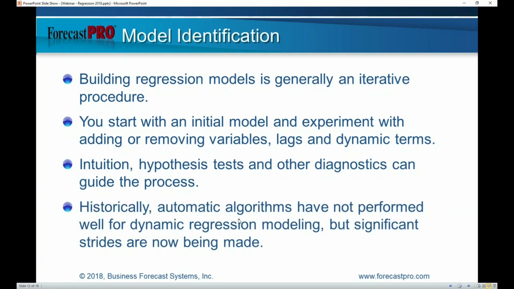Historically, automatic algorithms have not performed that well for dynamic regression. For cross-sectional regression, there are things like all possible regressions and other approaches that do work reasonably well. But for dynamic regression, it's not been as successful as some of the others. But I think in particular with this automatic dynamic approach, we've really managed to streamline the model building process. So it's not fully automatic, but it's a whole lot easier than it used to be.